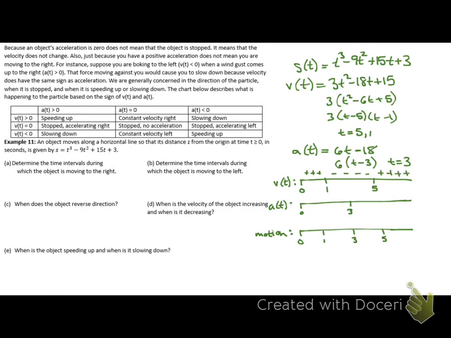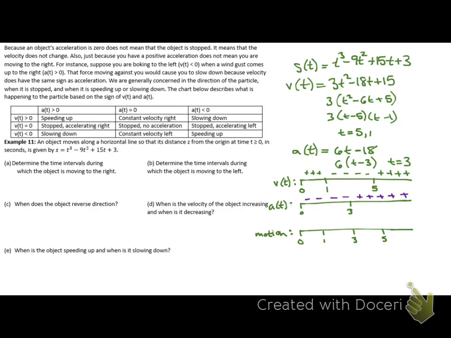For acceleration, we're now plugging into the acceleration equation. So t minus 3 times 6. If I plug in 1, 1 minus 3 would be a negative number, so that's negative. And then for 3 on, so 500 minus 3 is still positive.